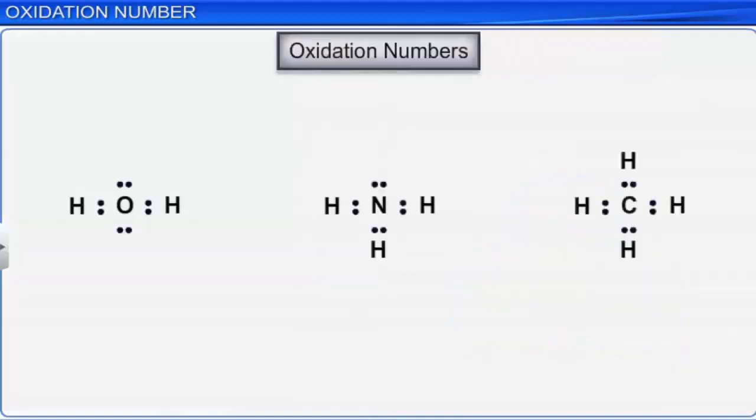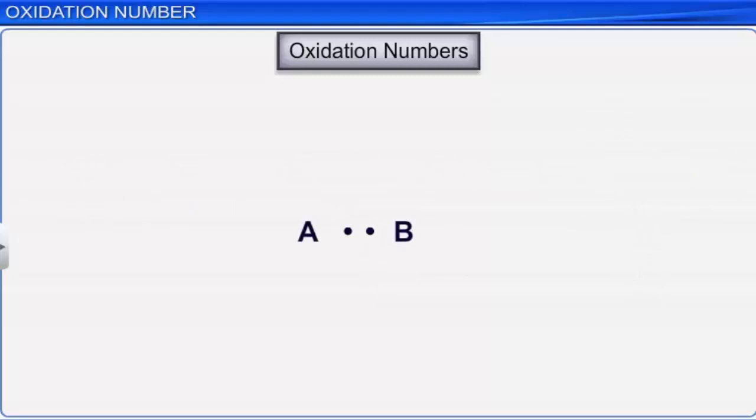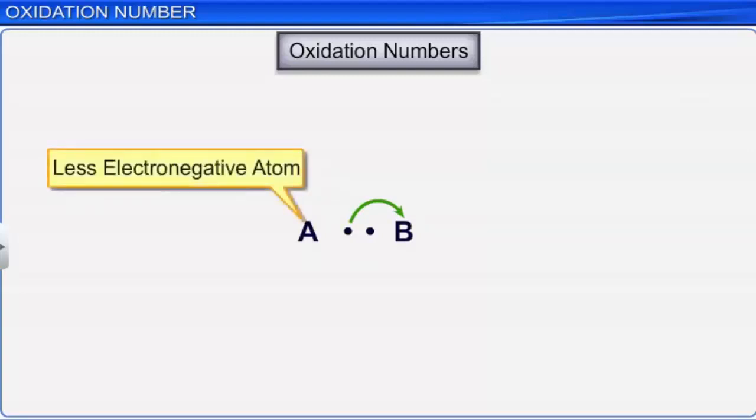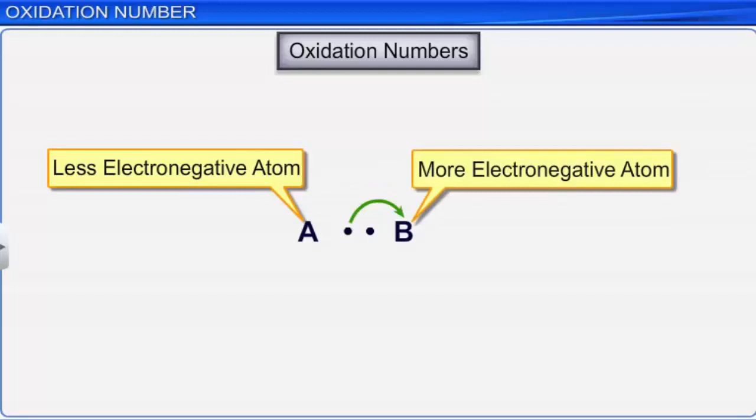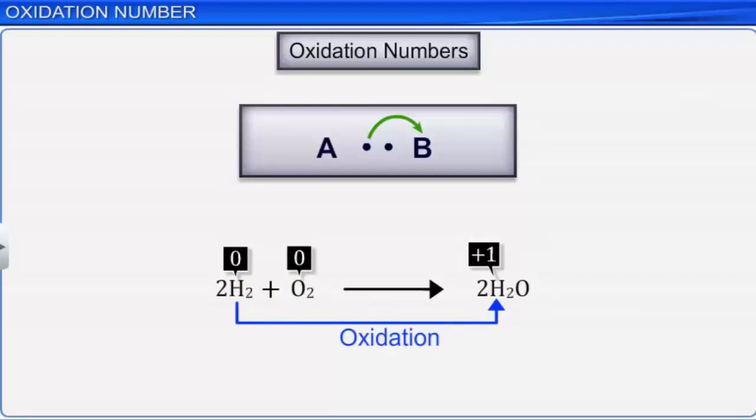In order to track the electron shifts occurring in covalent compounds, scientists came up with the concept of oxidation number. The oxidation number method always assumes that there is a complete transfer of electrons from a less electronegative atom to a more electronegative atom. For example, in the formation of water molecule, it is assumed that there is electron transfer from hydrogen atom to oxygen atom, and hence hydrogen gets oxidized and oxygen gets reduced.